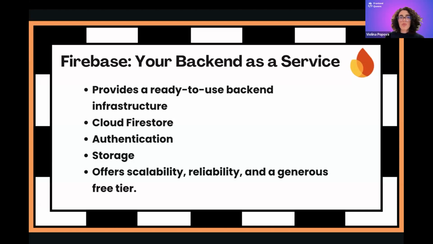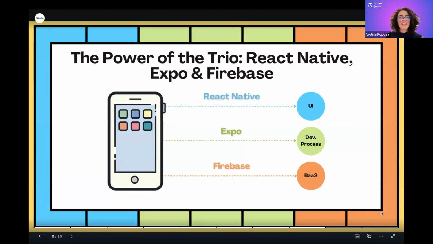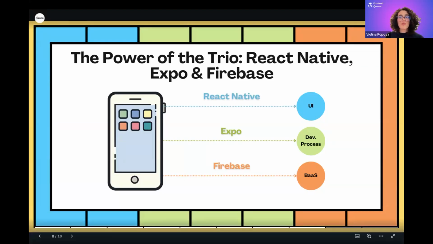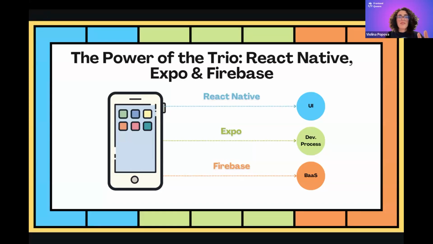So Firebase provides us with all the backend power we need: a database, user authentication, storage, all managed in the cloud, allowing us to focus on building the front end of our mobile app with React Native and Expo. Now let's see how these three technologies work together to create a powerful mobile app development stack. Here we have a simple image to illustrate this.